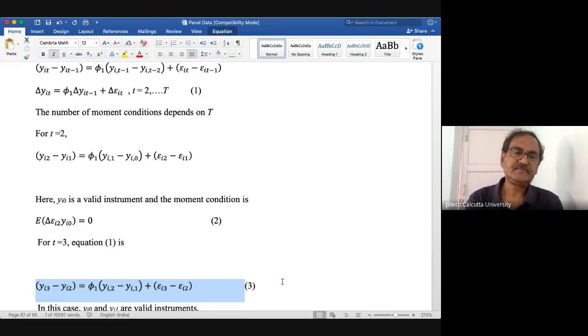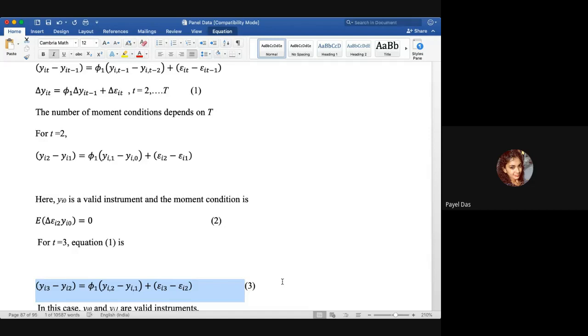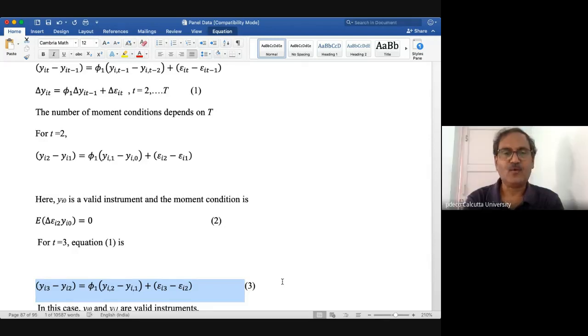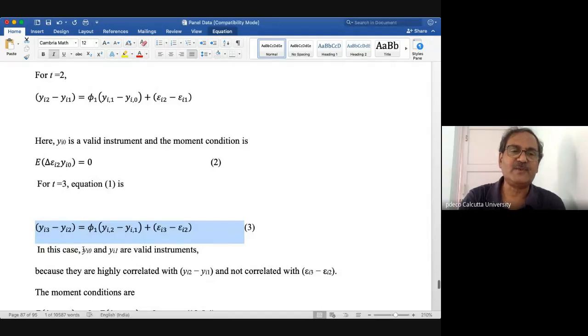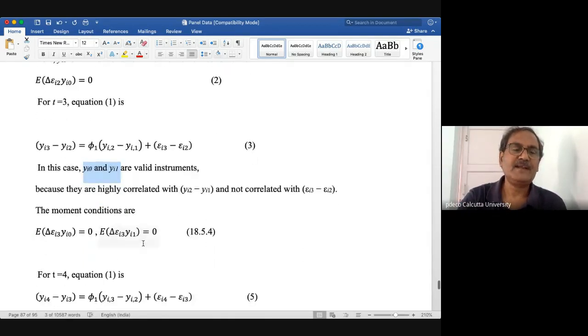Now tell me, what are the possible instruments here? yi1 and yi0. Yes, yi1 can be an instrument and yi0 can be an instrument, because both yi1 and yi0 are not correlated with the error but are correlated with the regressor. So in this case yi0 and yi1 are the valid instruments. Okay, so at t is equal to 3 you have two moment conditions, one for yi0, this one, another for yi1, this one.